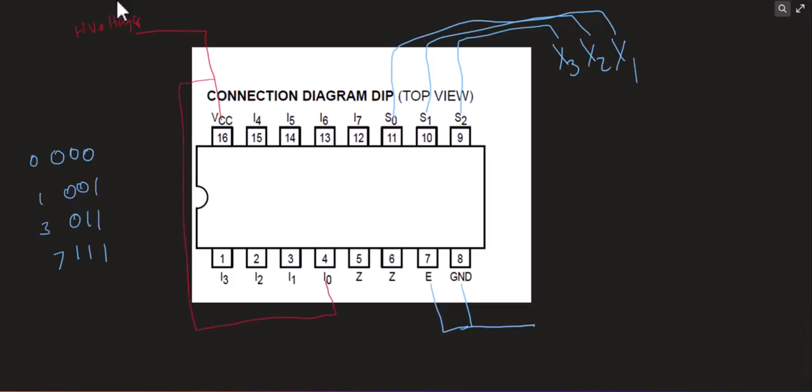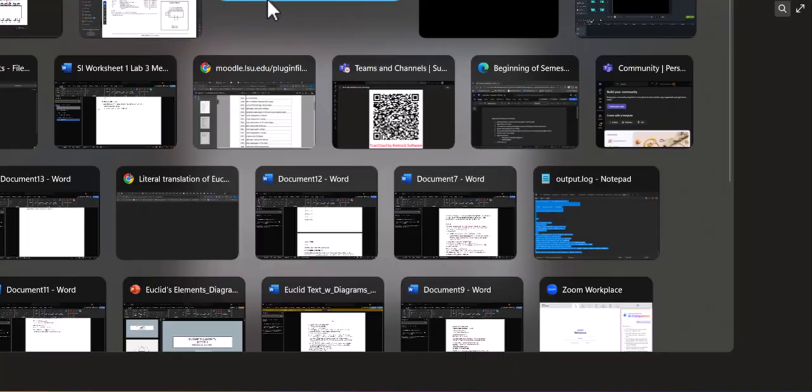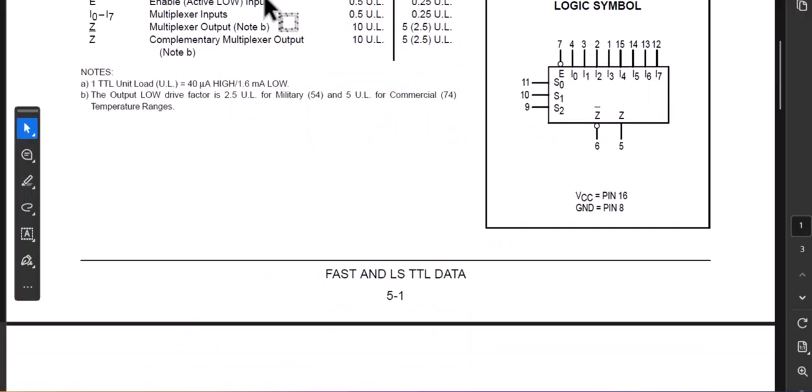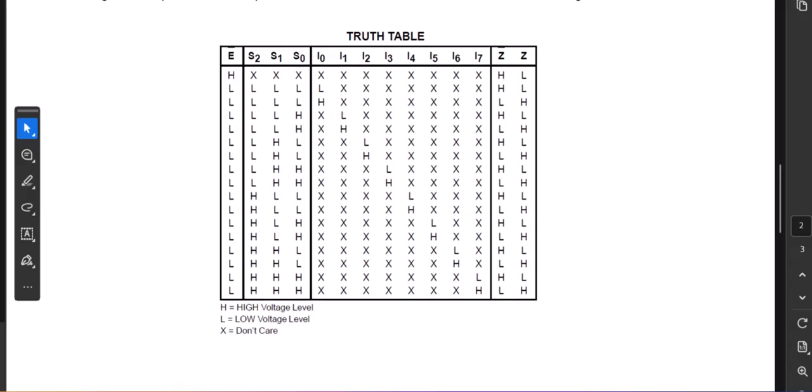So 0, 1, 3, and 7 will be high, and all the others will be low. Hopefully those numbers match up with the data sheet, hold on, let me make sure. I0 goes with 0, 0, 0, I1 goes with 0, 0, 1. I2 goes with 0, 1, 0. Yes, good. Okay, they do.